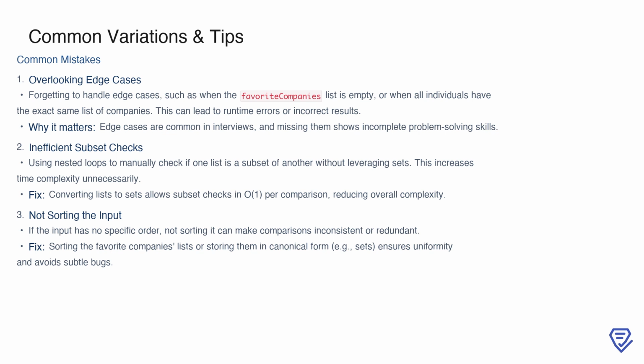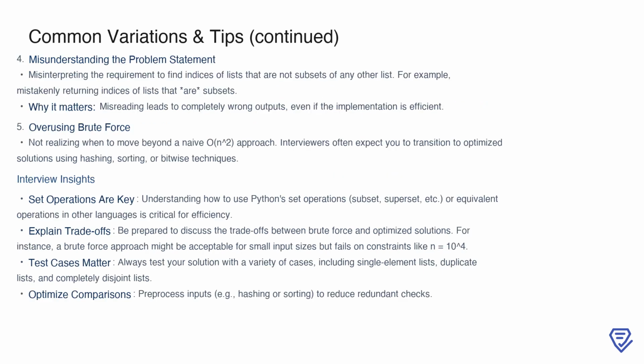Finally, failing to sort or pre-process the input can also lead to inconsistencies or redundant comparisons. By sorting the favorite company's lists or working with sets, you ensure uniformity and avoid subtle bugs that could derail your solution. Another frequent issue is misunderstanding the problem statement itself. For example, some might mistakenly return the indices of lists that are subsets of others, rather than those that are not. This leads to completely wrong outputs, even if the implementation is otherwise efficient.